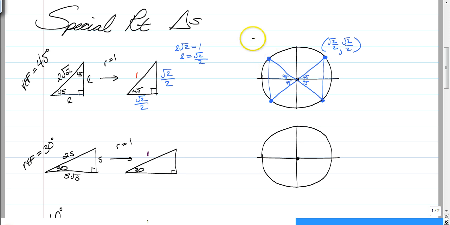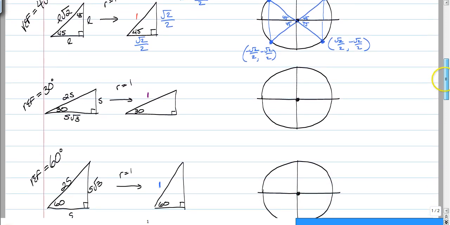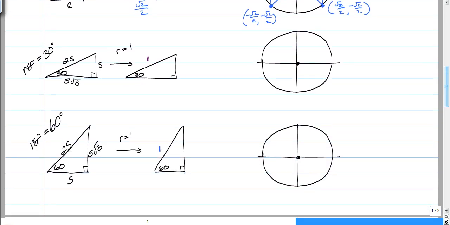So here's when x is negative, so this is negative root 2 over 2, comma, root 2 over 2. Down here, they're both negative, so this is negative root 2 over 2, comma, negative root 2 over 2. And this one is going to be root 2 over 2, comma, negative root 2 over 2. And that's how you use special right triangles to come up with these coordinates in the unit circle. Now, after you practice this a couple times, it's just going to become like second nature, and you won't need to actually use the circles. You'll just pretty much have them memorized and ready to go.